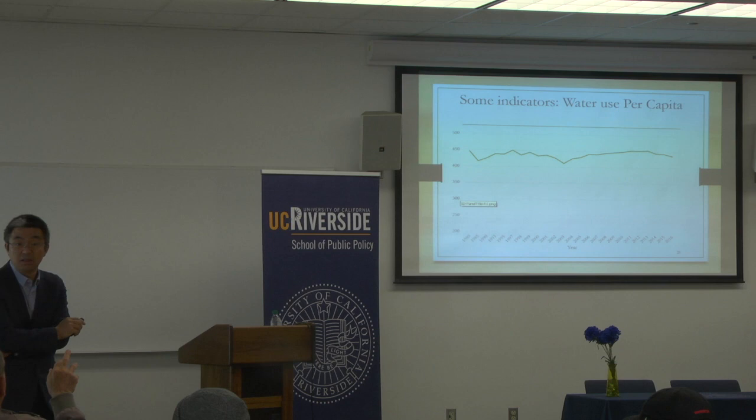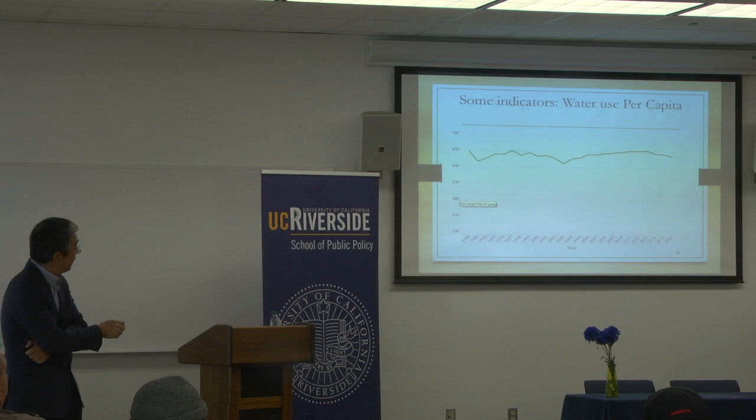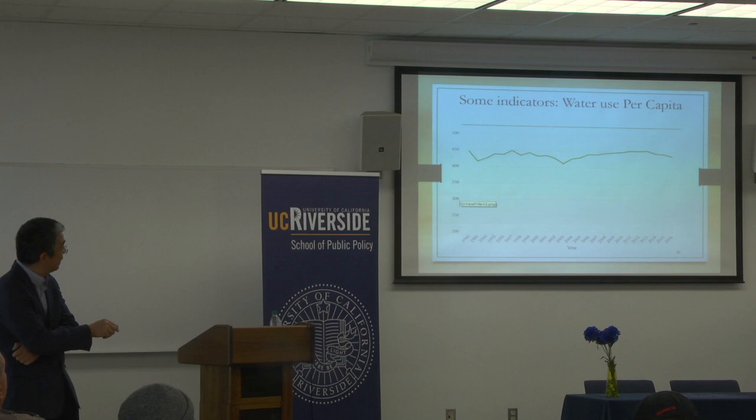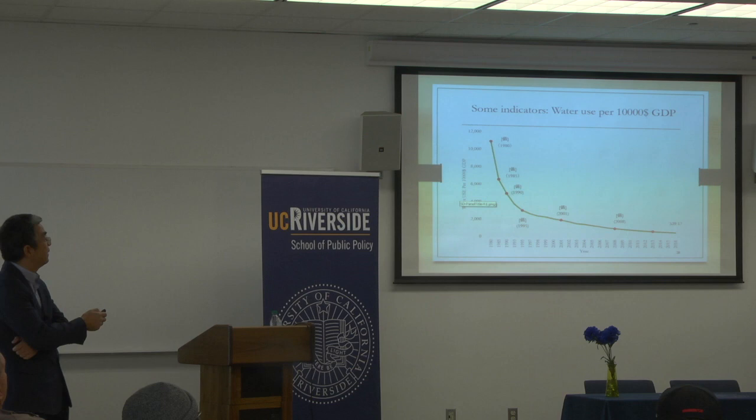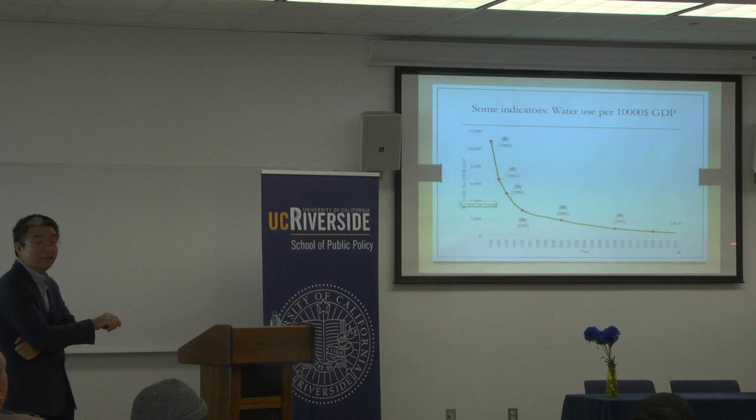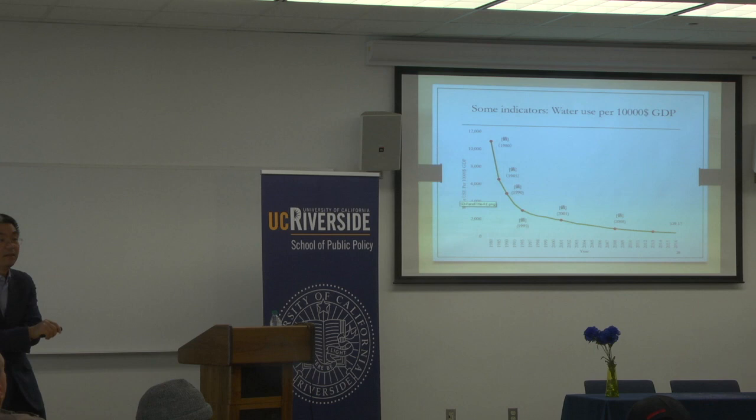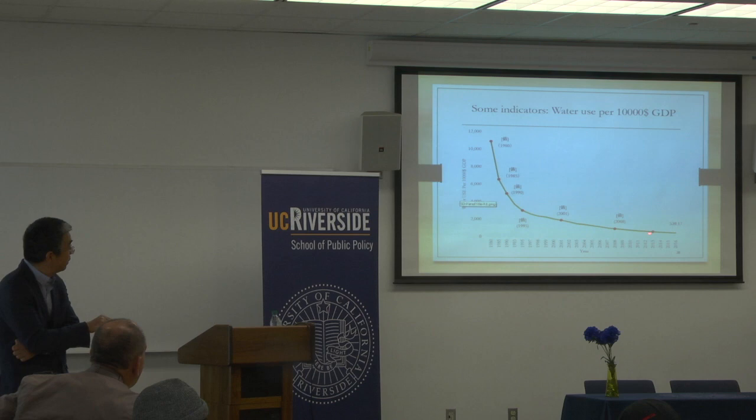That's all sectors' total water use. It's about 440 per person each year. Quite stable. This is the water use per $10,000 US dollars of GDP. So that has increased all the time, very, very fast. And because the total water use did not increase while the economy still developed, you will see the decrease of this.